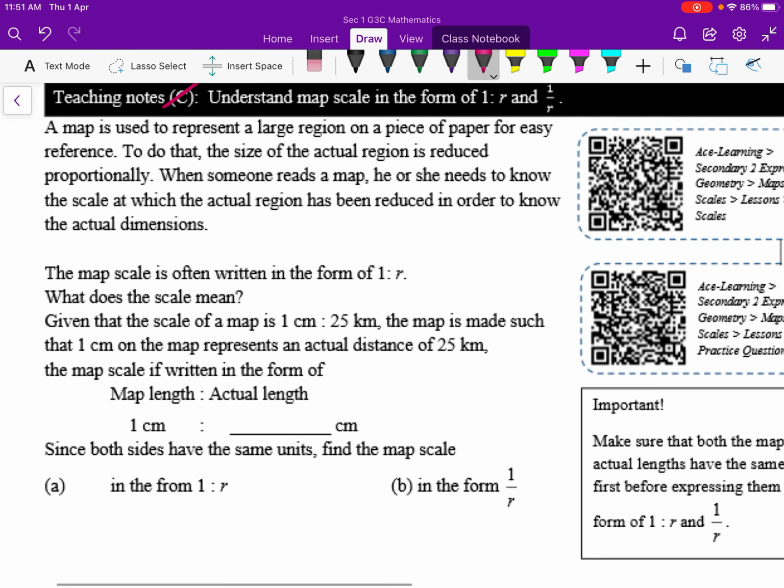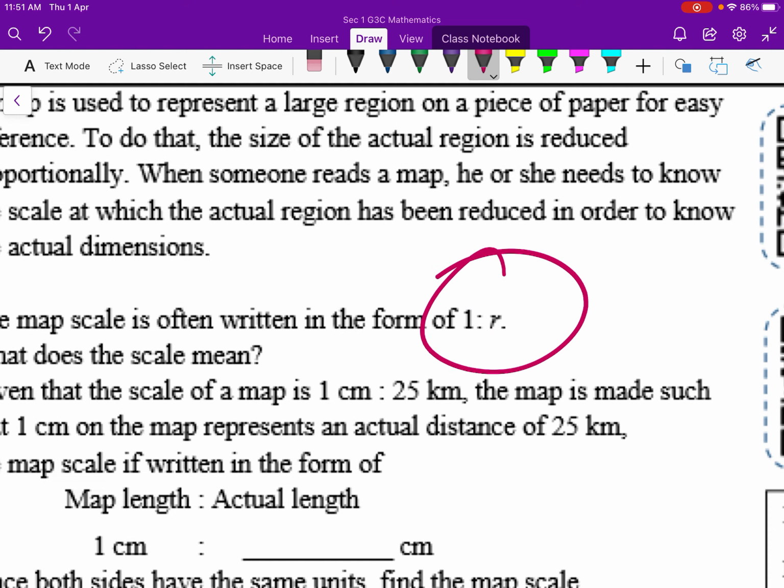Okay, next one. Map scale is often written in the form 1 to R. Have you used this in geography yet? No? Not yet. 1 to R. Should have. Everybody takes geography over here. The first 1 over here refers to the length on the map. It could be 1 cm, 1 mm, 1 kilometer, doesn't matter. It is a ratio. Whatever unit you put over here, it has the same unit over here.